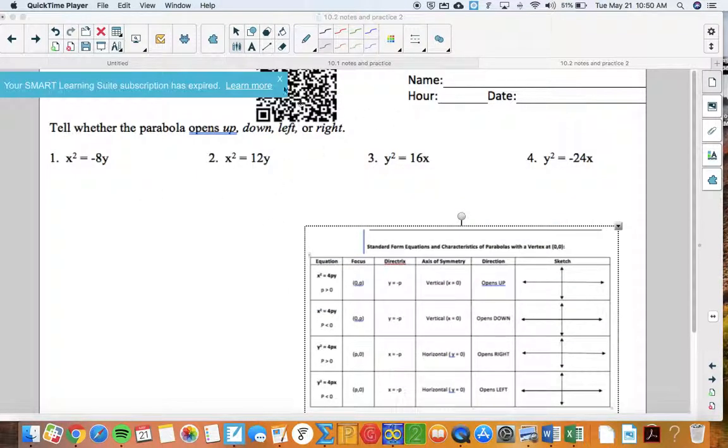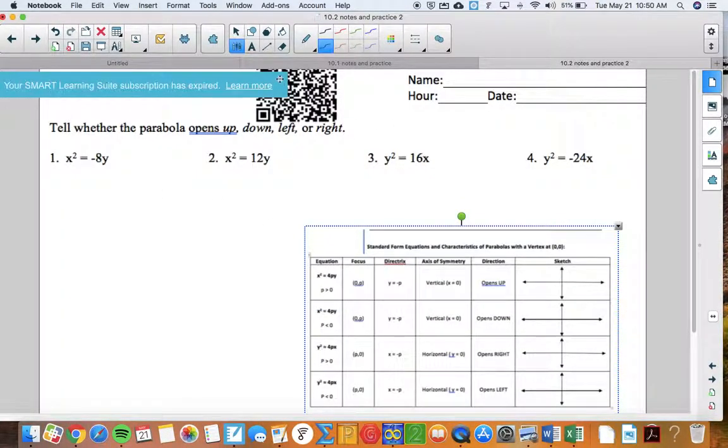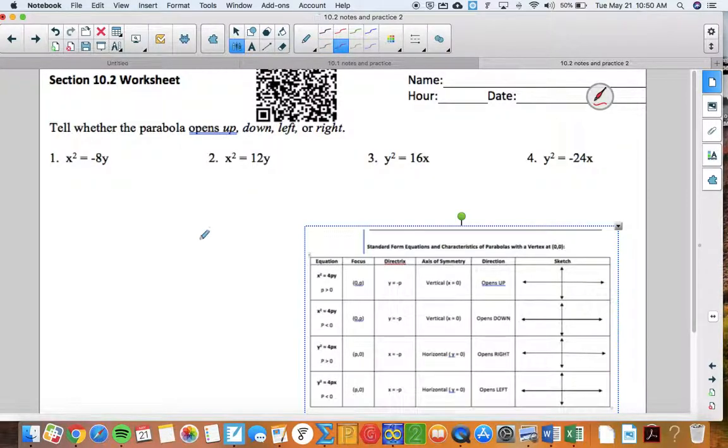Here we're practicing 10.2, go with parabolas. So we're gonna tell whether the parabola opens up, down, left, or right. We're starting off with an x squared, so that's gonna be either up or down. So then look at if the multiplier in front of the y is positive or negative.